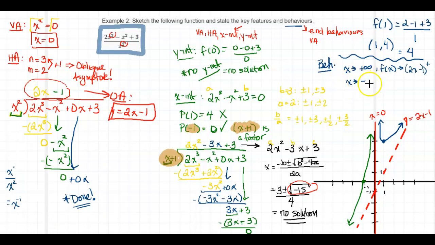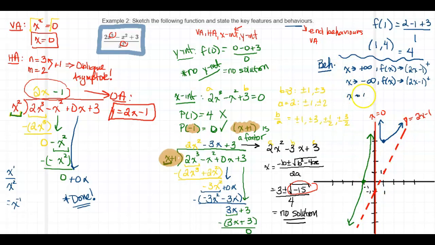So as x goes to negative infinity, where is our function going? Well, as x gets more and more negative, you can see our green function here is approaching that oblique asymptote again. And we're coming at it also from above. All right, cool.